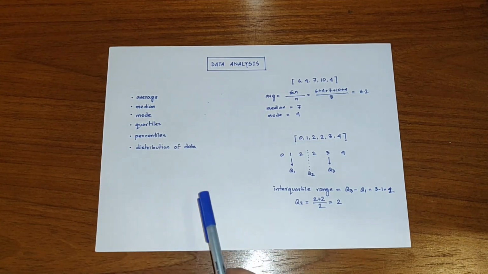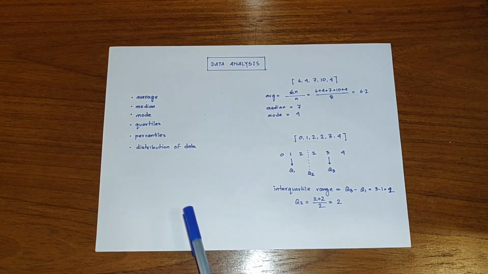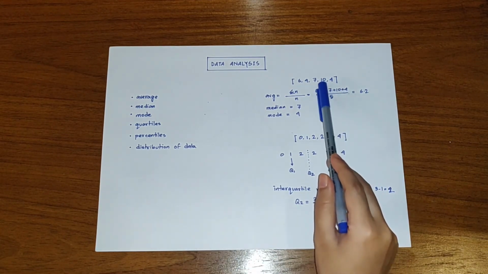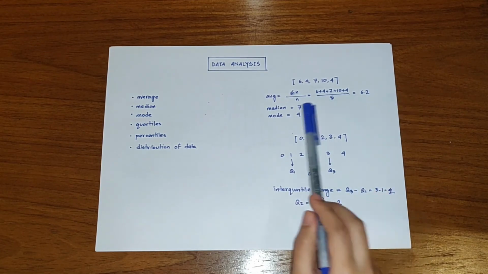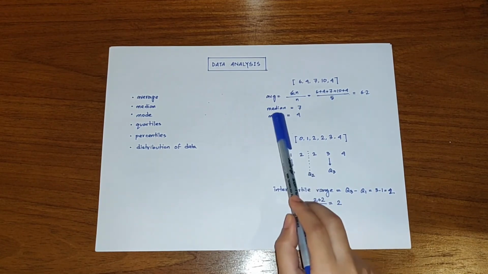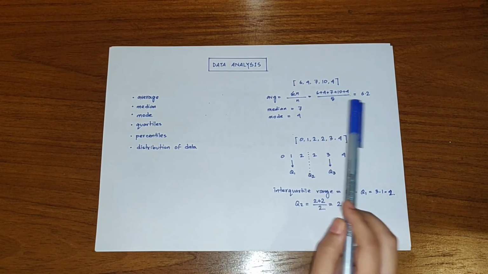Mode is the number that occurs most frequently in the list. Now, in this dataset, the average is 6.2, the median is 7, and the mode is 4.